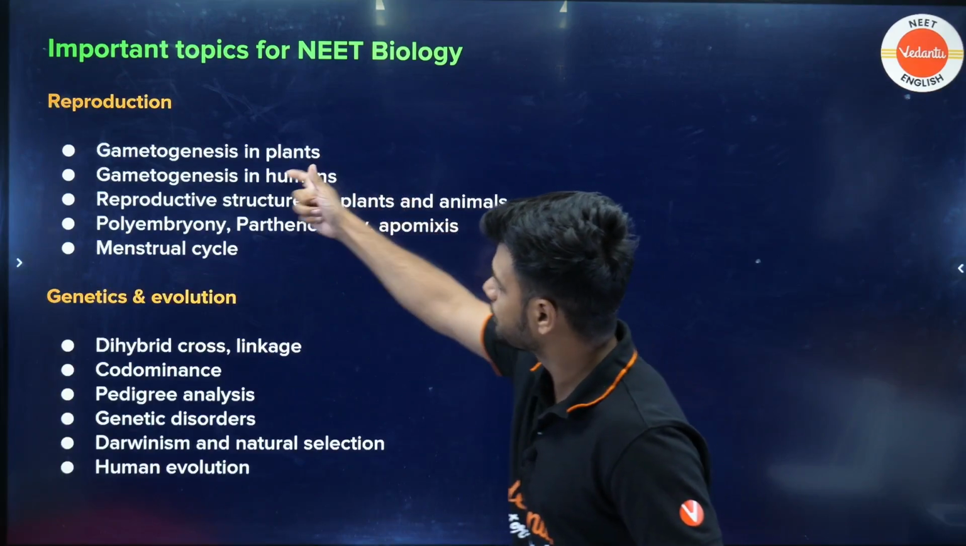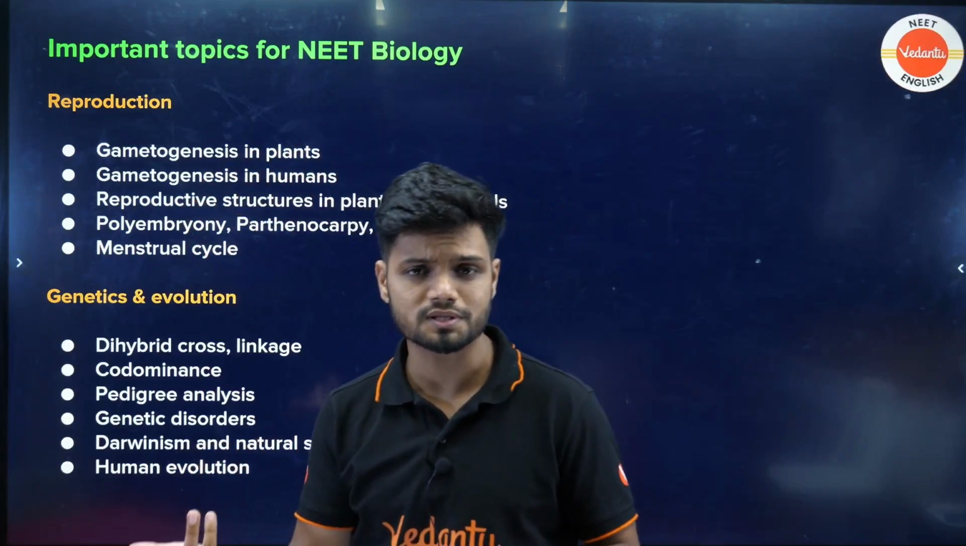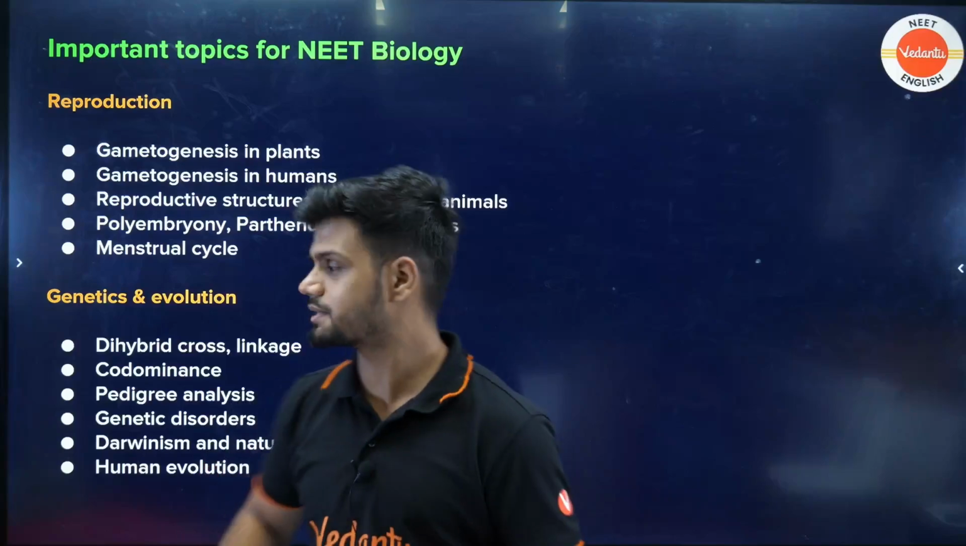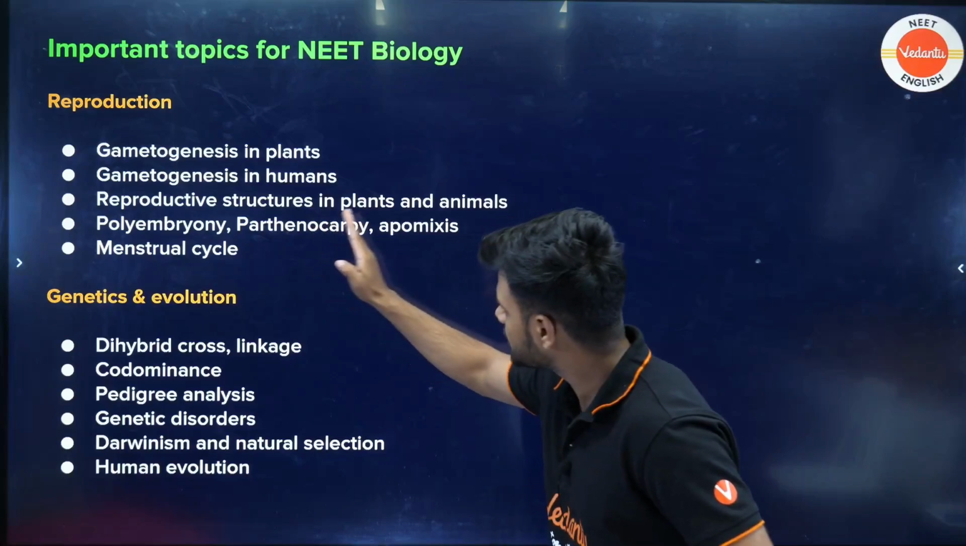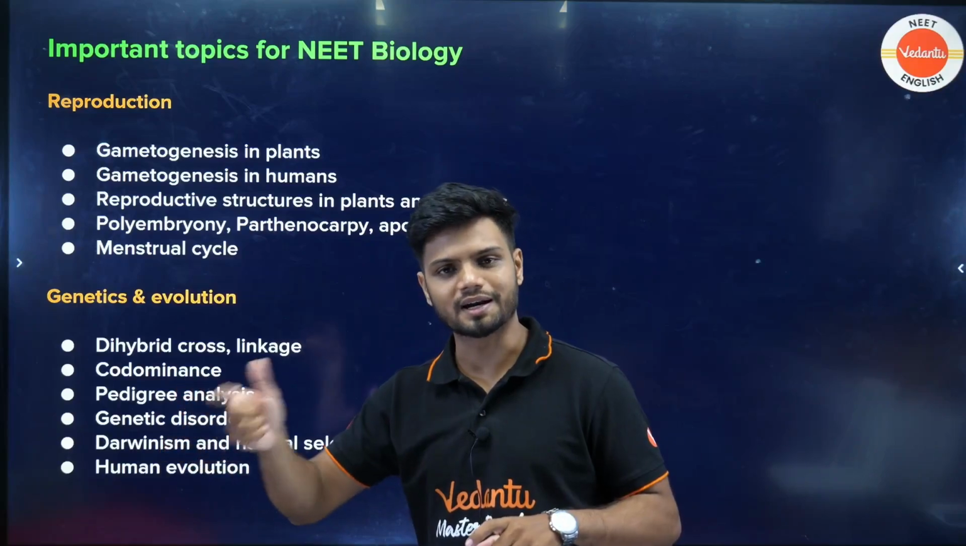Then reproduction: gametogenesis, and in the case of plants, micro and megasporogenesis. In the case of humans, it's going to be your spermatogenesis and oogenesis. Then we have reproductive structures, menstrual cycle, parthenocarpy and apomixis. That one question has been twisted so many times and it has been asked.